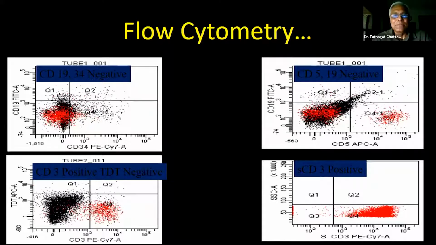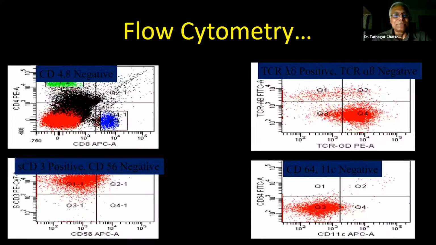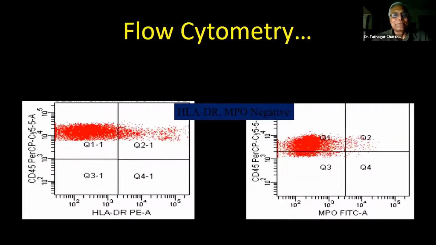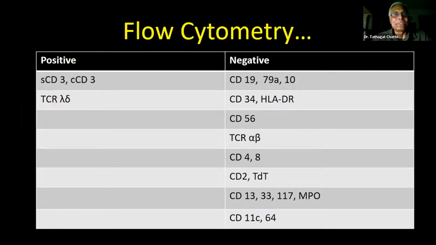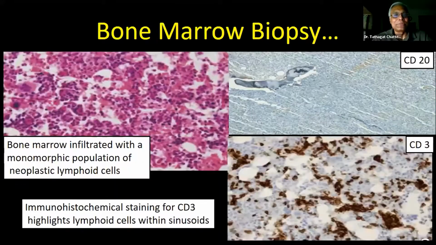You see the fourth diagram? Surface CD3 strongly positive. The CD4 and CD8 were double negative. The TCR gamma delta was positive, TCR alpha beta was negative. Surface CD3 was positive, CD56 negative, CD64 and CD11C were negative. HLA-DR and MPO were both negative. So this is the cartoon which shows the flow cytometry in tabulated form. The TCR gamma delta with surface CD3 and cytoplasmic CD3 were positive.